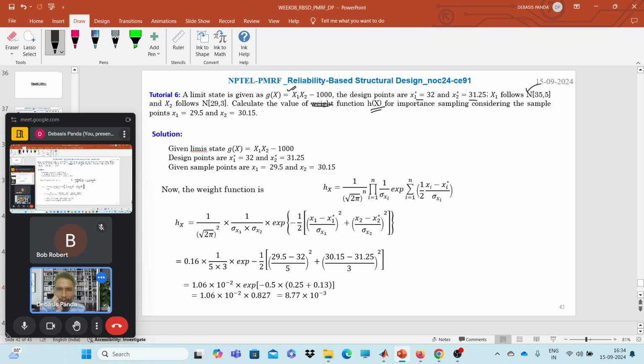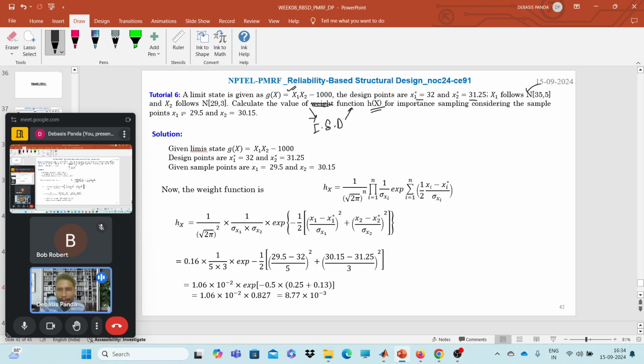This is actually the importance sampling density function, right? Okay, no problem, we will not get into a conflict over weight function and importance sampling density function.